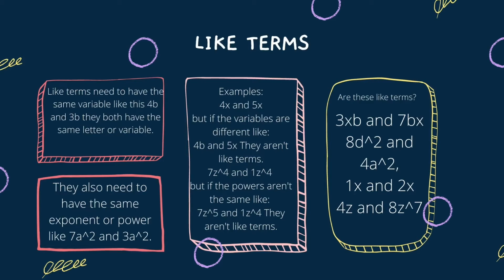Another example is 7z raised to the power of 4 and 1z raised to the power of 4. But if their powers aren't the same, like 7z raised to the power of 5 and 1z raised to the power of 4, they aren't like terms. Are these like terms? 3xb and 7x and 7bx. 8d squared and 4a squared. 1x and 2x. 4z and 8z raised to the power of 7.